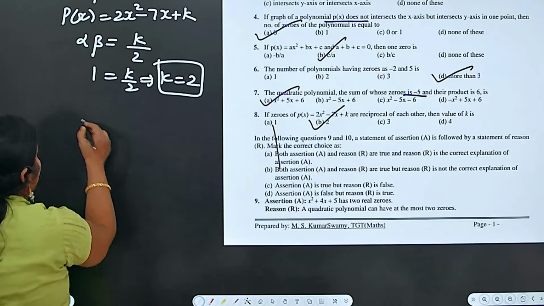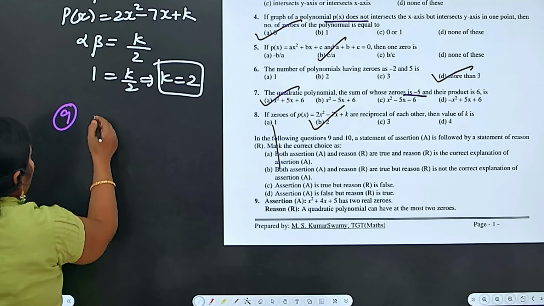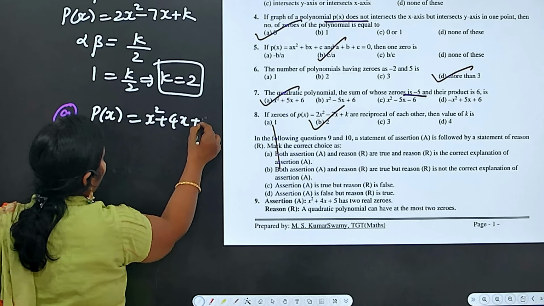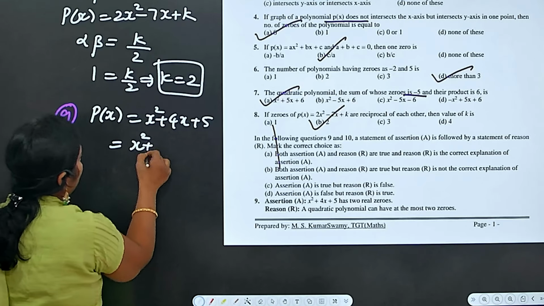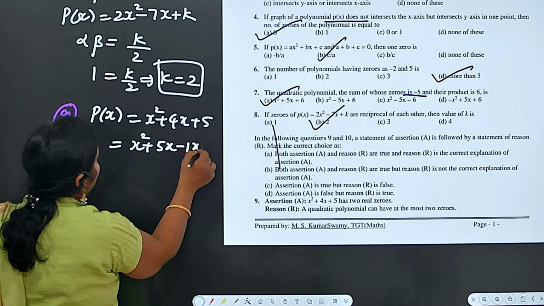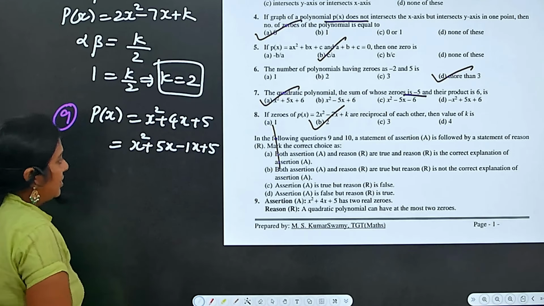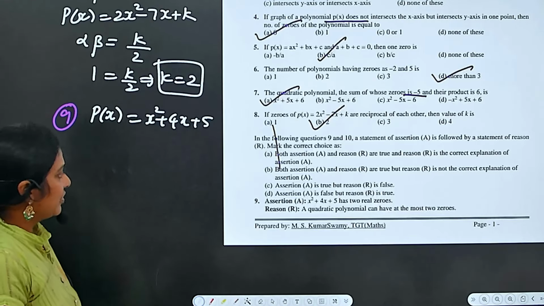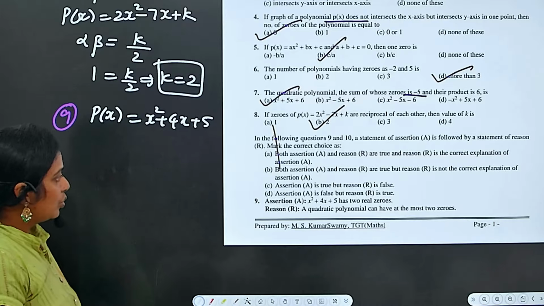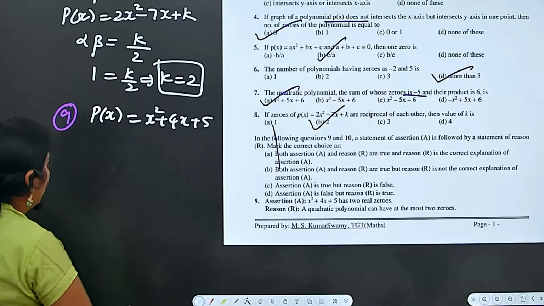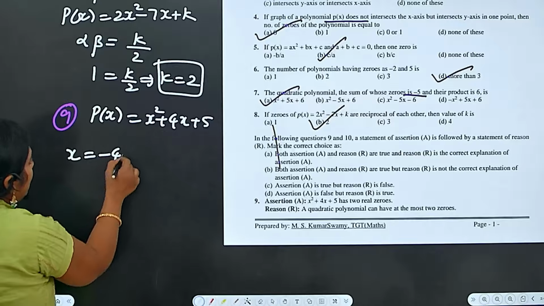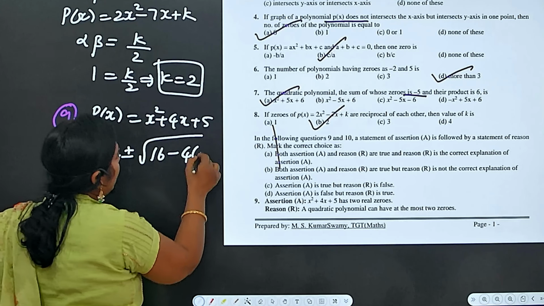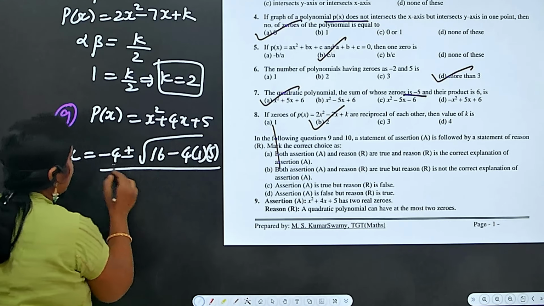Okay, see ninth question. P of x equal to x square plus 4x plus 5. Split into factors: x square plus 5x minus 1x plus 5. It's not suitable. x square plus 4x plus 5 means has two real zeros. Okay, quadratic formula: minus b plus or minus under root of b square minus 4ac. Oh, it's negative.